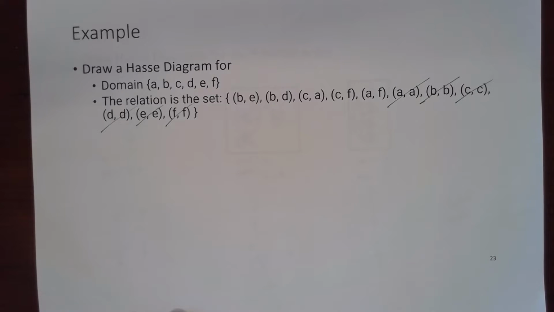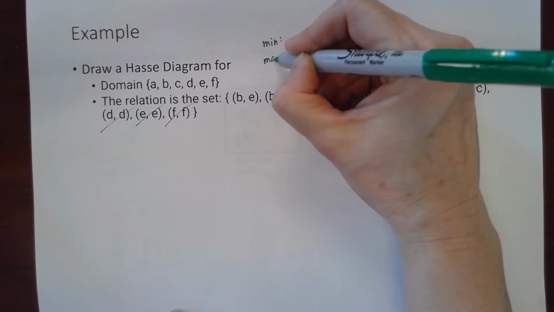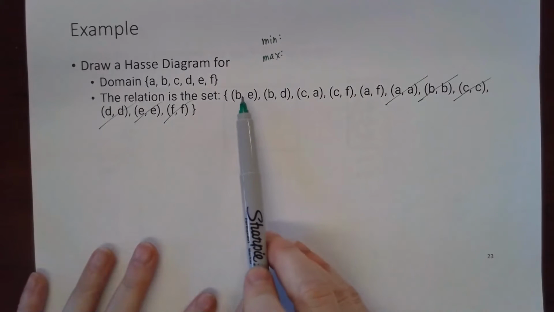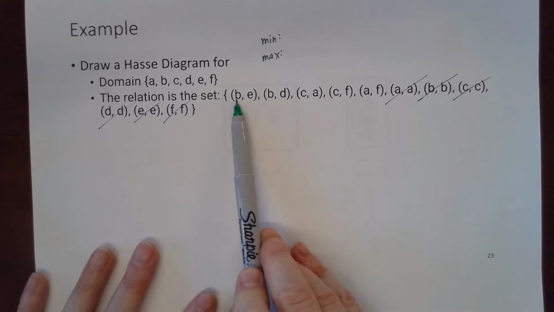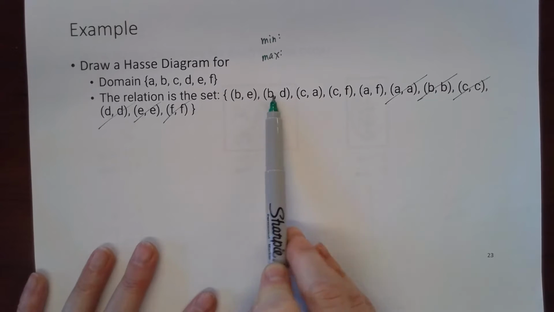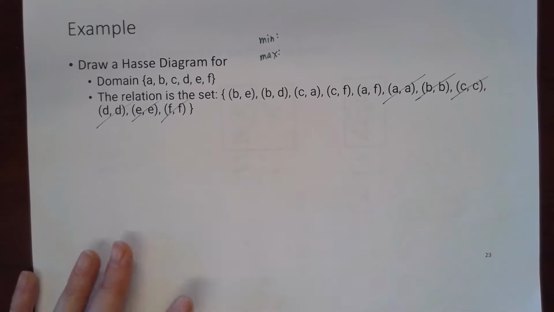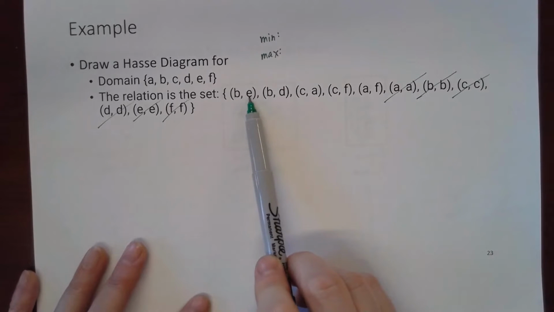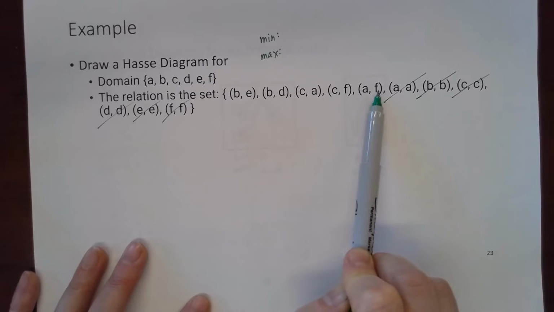Okay. So finding mins and maxes is a little bit trickier in here. Okay. But mins, okay, so think about we would have a directed edge from B out to E. So we would have something coming out of B here, something coming out of B, out of C, out of C, out of A. Okay. And then here we would have something coming into E, into D, into A, into F, into F.